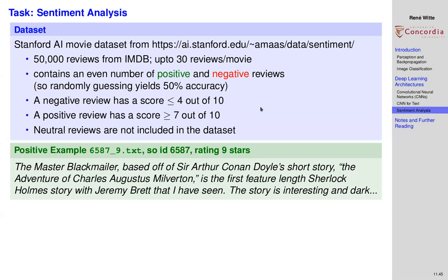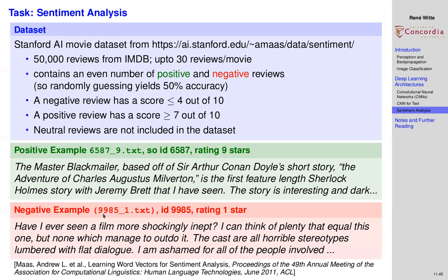So as a positive example, if you download the data set here, you can find movie review number 6587 has a rating of 9 stars. So that's the naming scheme for the files. And it's for this movie here, and a generally positive review. The Master Blackmailer, based off Sir Arthur Conan Doyle's short story, The Adventure of Charles Augustus Milverton, as the first feature-length Sherlock Holmes movie story with Jeremy Brett that I've seen. And yeah, it goes on a bit, so you can read the whole review in the dataset.